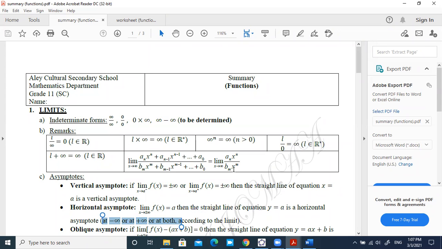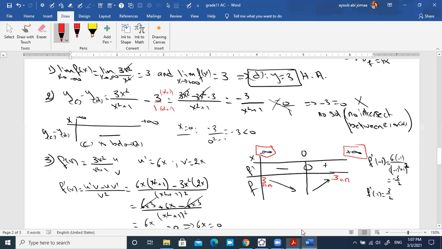Okay? When x goes to infinity, there will be a horizontal asymptote, if there is one. Since I have y equals 3 as a horizontal asymptote, I draw it here and here. At infinity, let's say positive infinity, the graph will be very close to the line of equation y equals 3. The graph will be very close to this line at infinity. Similarly, at negative infinity.